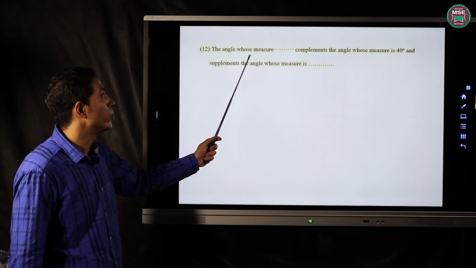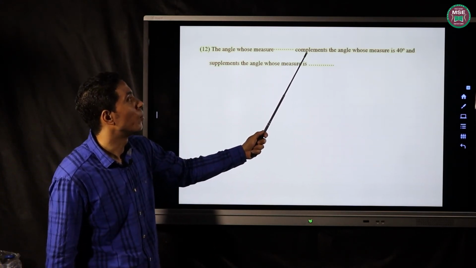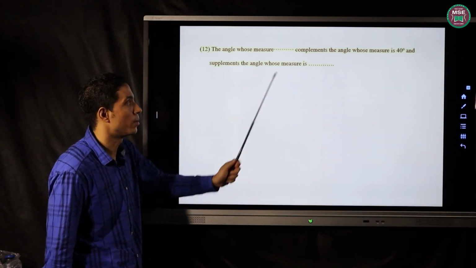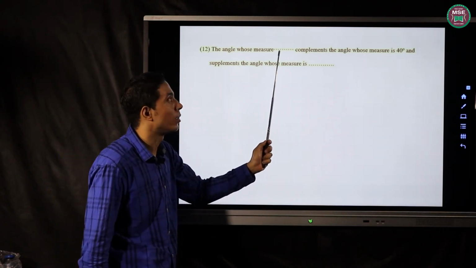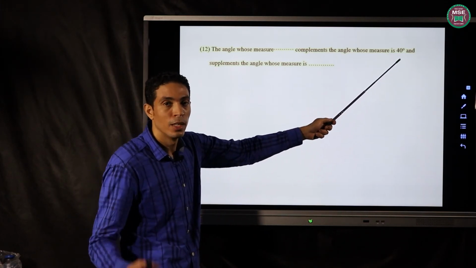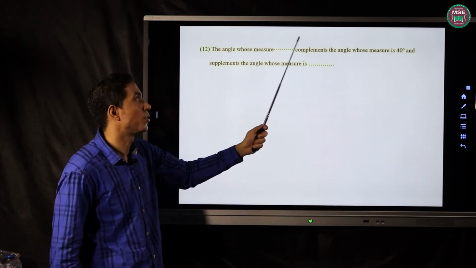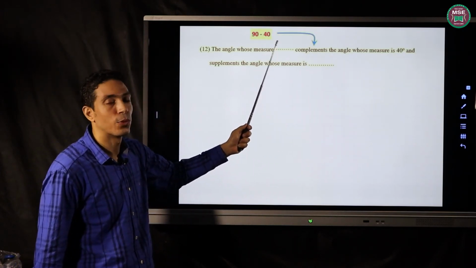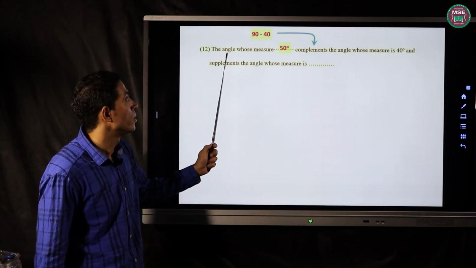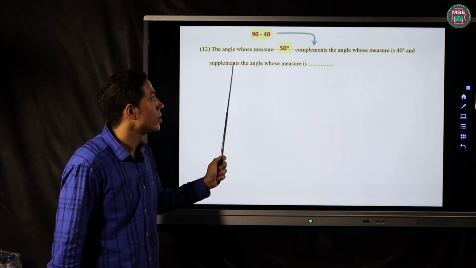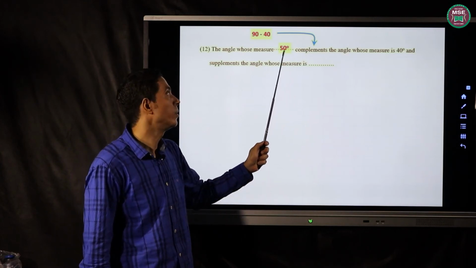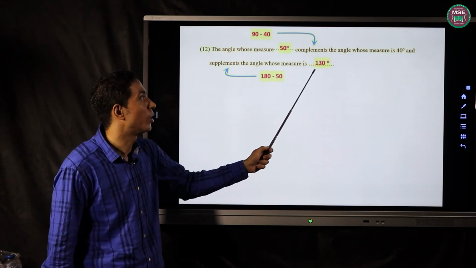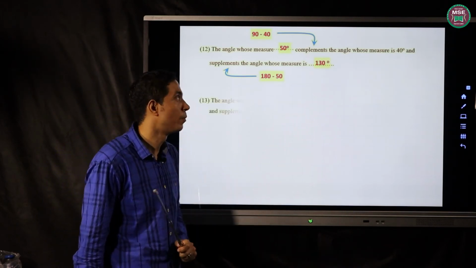Number 12, the angle whose measure is complementary to an angle of 40 degrees, and supplementary to another angle. The complement of this angle equals 40 degrees, and two complementary angles sum to 90. To find this angle, we subtract 40 from 90. 90 minus 40 equals 50 degrees. Then for the supplement of the 50 degree angle, we subtract 50 from 180. 180 minus 50 equals 130 degrees.